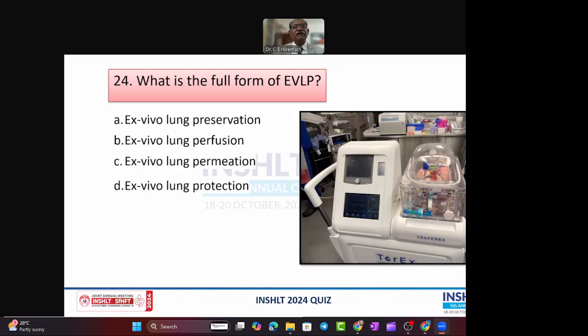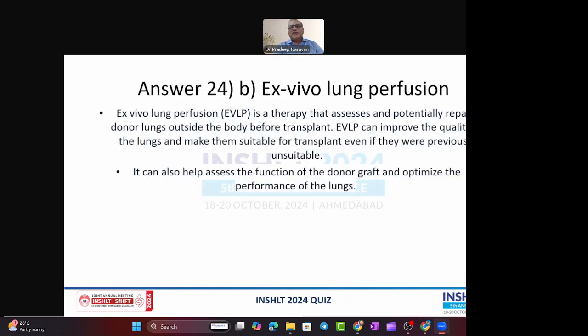What is the full form of EVLP? It's a very interesting question. I think all P's are possible, but the answer is perfusion. It is a technique that is used to convert a borderline lung into a suitable lung. So if the lung is even slightly damaged or borderline, then through perfusion it can be improved into a lung that is suitable for transplant. Next slide, please.